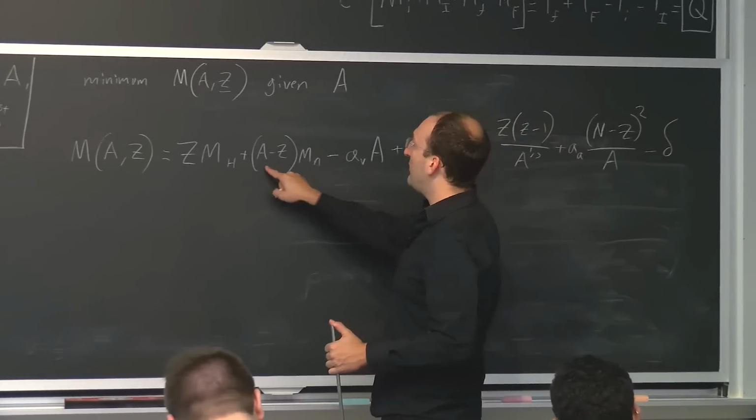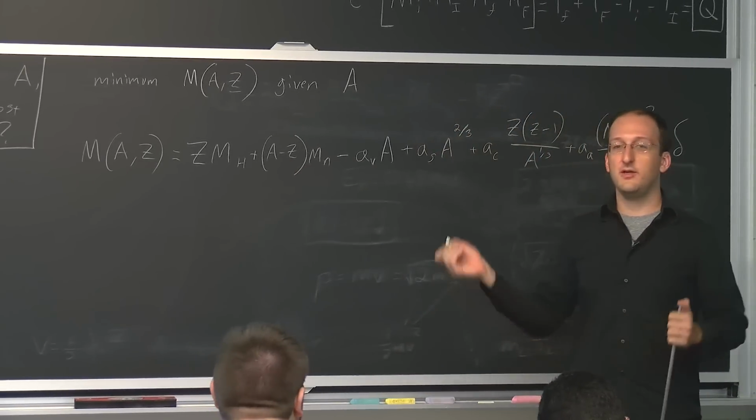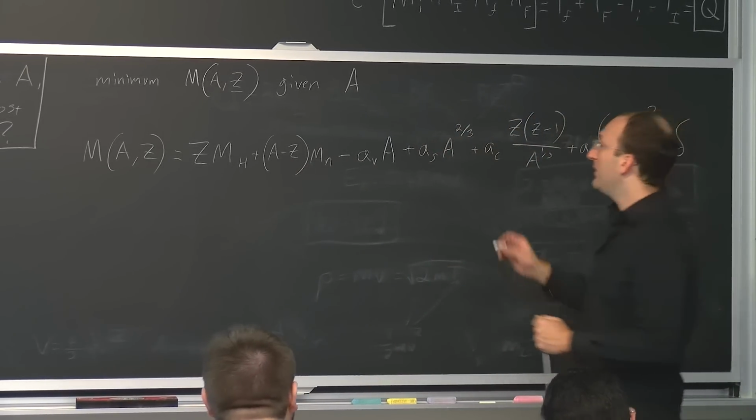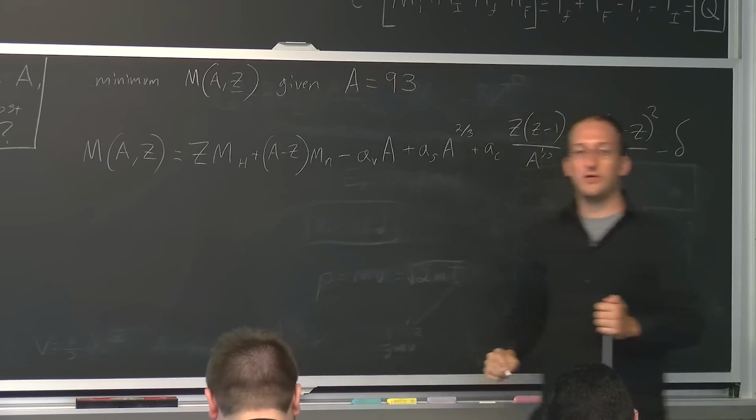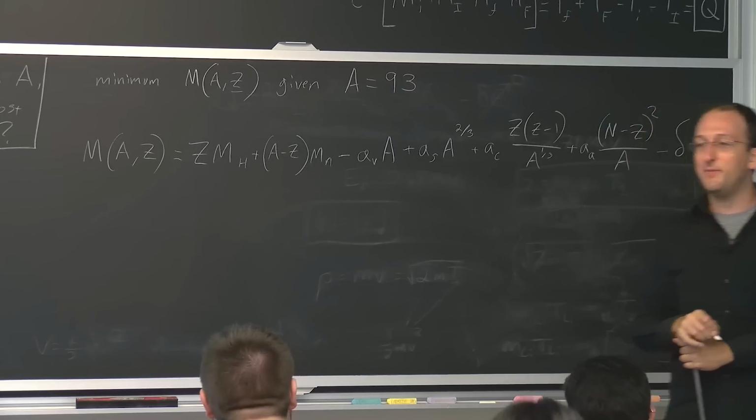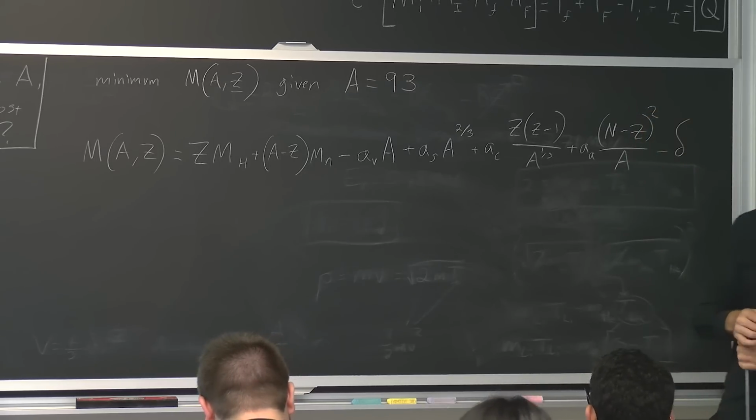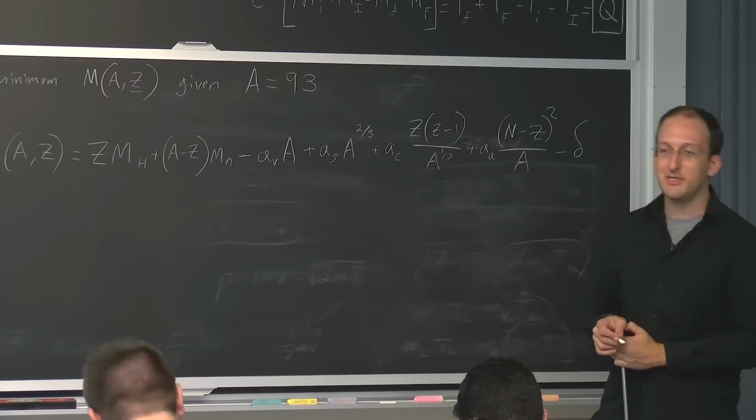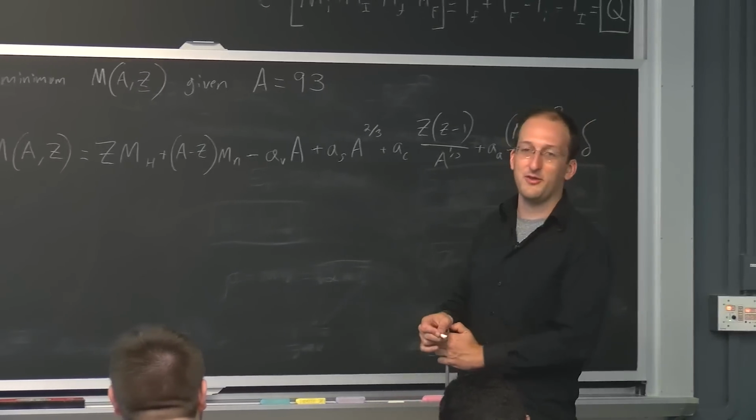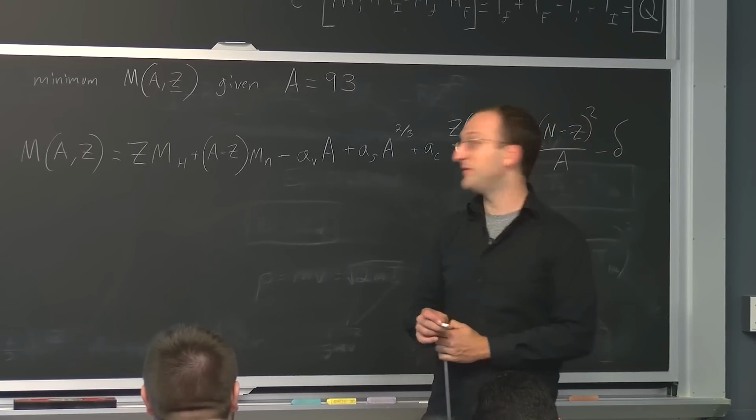We've fixed the value of A because we're going to choose some fixed value of A. Let's say A equals 93. And that's the example that I've kind of worked out in my head. It so happens that niobium has a stable isotope at a mass of A equals 93. And we just found out in some of our research that niobium doesn't stick to chromium very well. That's why I've got it on the brain. So this is what I was thinking about this morning.